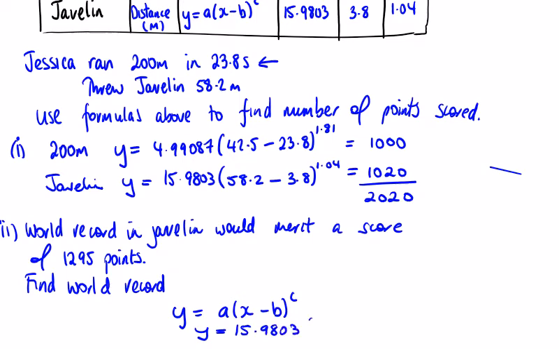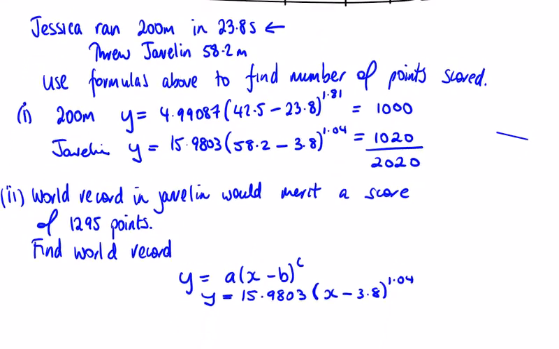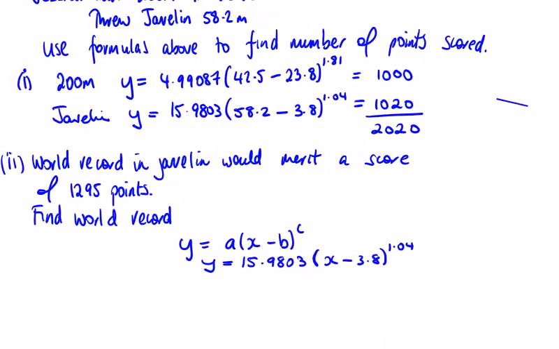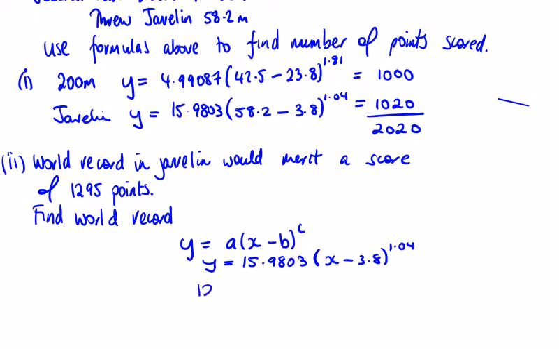And this is the real formula that they use to work out the world record in javelin. I think the answer is slightly off the real world record. And we have x minus 3.8 to the power of 1.04. So we're looking for x. So this is going to be a log question that you can see. So the points gained will be 1295.